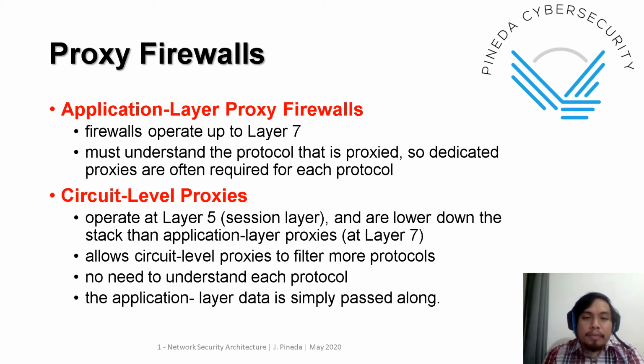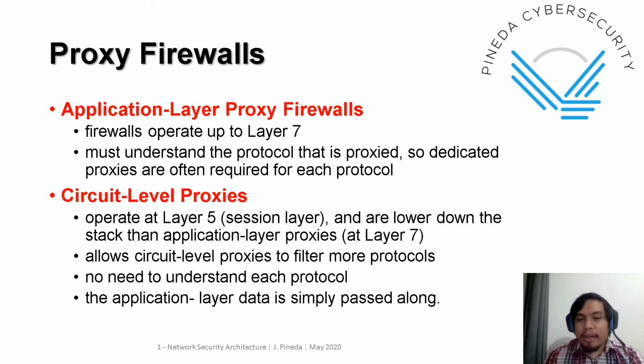And then we have application layer proxy firewalls. These are firewalls that operate up to layer 7. Imagine the filtering, but this is way slower because it takes a lot of layers in the OSI model. It must understand the protocol that is proxied, so dedicated proxies are often required for each protocol.